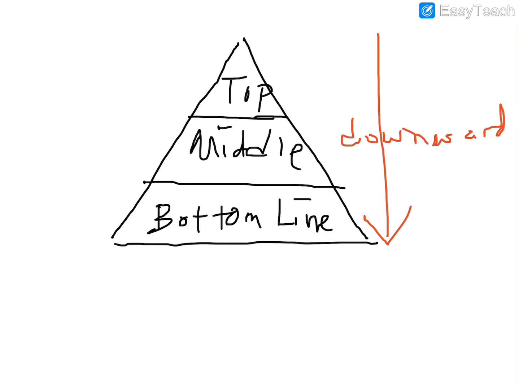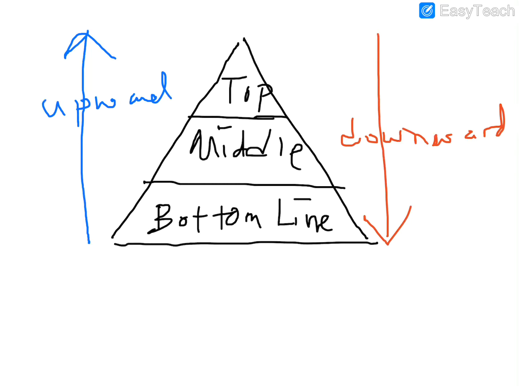Then we have upward, from the bottom to top. This is information that flows from the bottom to the top, from the lower hierarchy to the higher level. Normally, this kind of information is where you supply information to the upper level about what happens in the lower level. For example, the bottom level may want to complain to top management. So this is the upward direction of the flow of information.